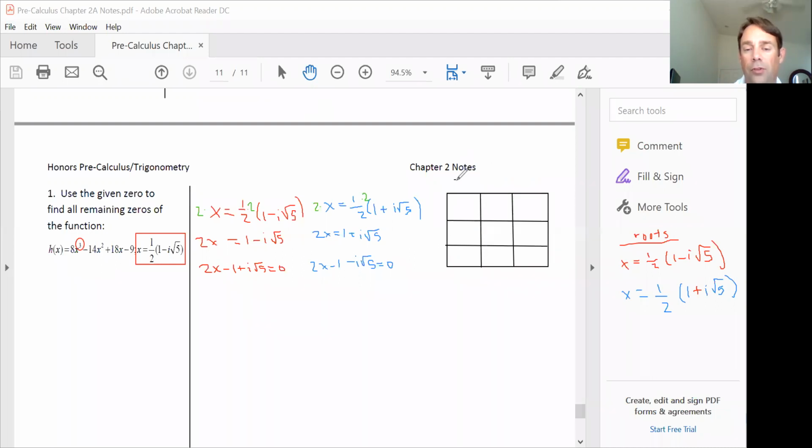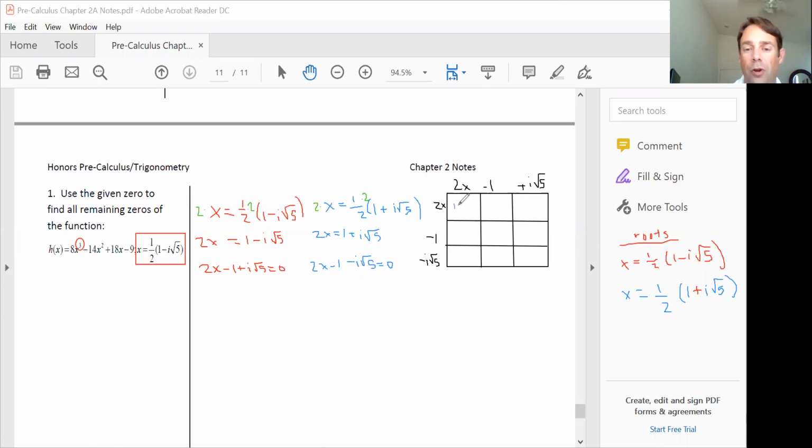So I had 2x minus 1 plus i root 5, and 2x minus 1 minus i root 5. So when I multiply these first two roots together, let's see what I get here.